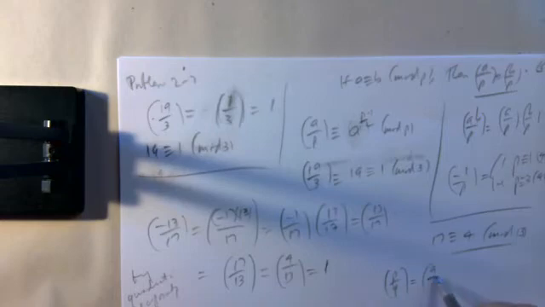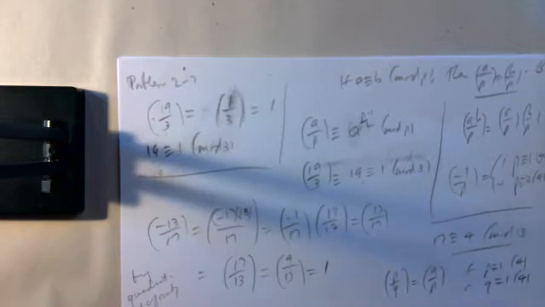So quadratic reciprocity says that (P over Q) equals (Q over P), you don't change the sign, if P is congruent to 1 mod 4 or Q is congruent to 1 mod 4 or both. And (P over Q) is minus (Q over P) if P and Q are both congruent to 3 mod 4.